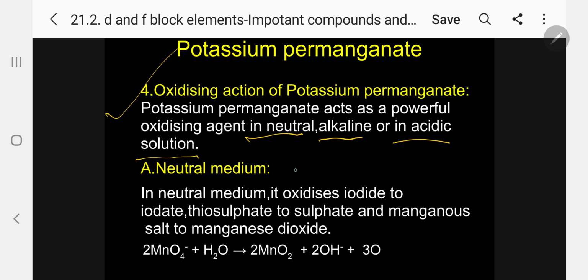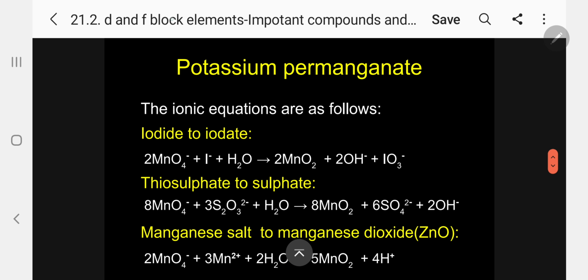Kindly follow. In neutral medium, it oxidizes iodide to iodate, thiosulfate to sulfate, and manganese salt to manganese dioxide. So potassium permanganate in water gives MnO2, hydroxide and atomic oxygen. Also the other equations, I am giving in ionic form: iodide to iodate. Iodide is converted by potassium permanganate in neutral medium with water to MnO2, OH and IO3, iodate, potassium iodate.